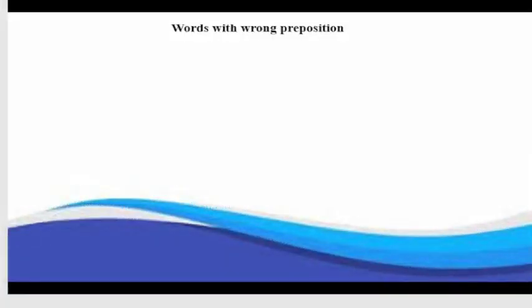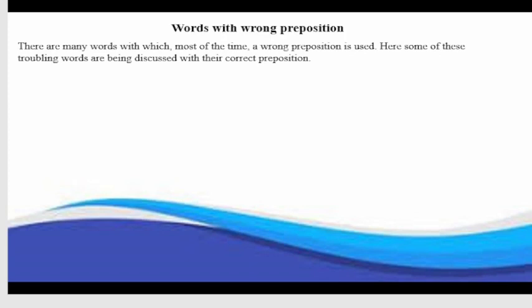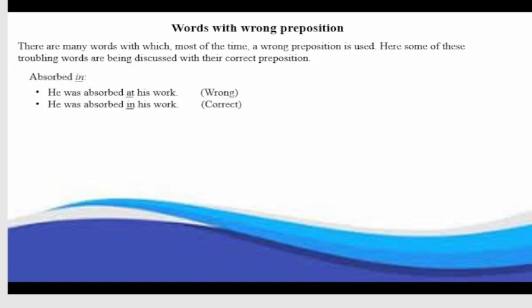Along with the rules discussed above, there are many words with which, most of the time, a wrong preposition is used. Some of these troubling words are being discussed with their correct preposition here. Preposition in must be used with the word absorbed. For example, the sentence he was absorbed at his work is wrong, while he was absorbed in his work is correct.